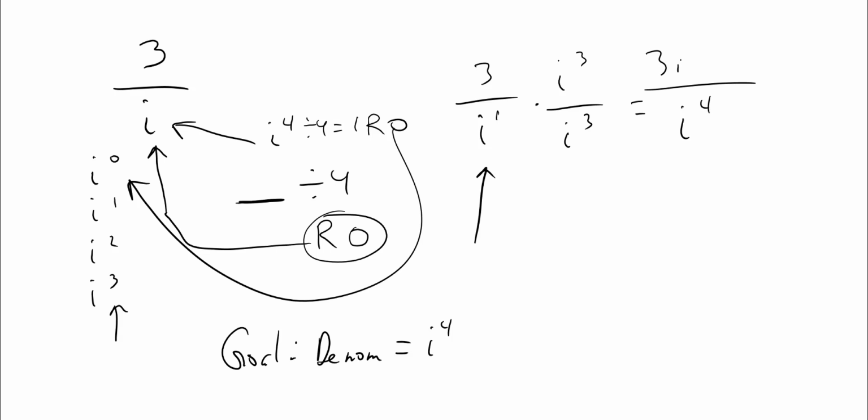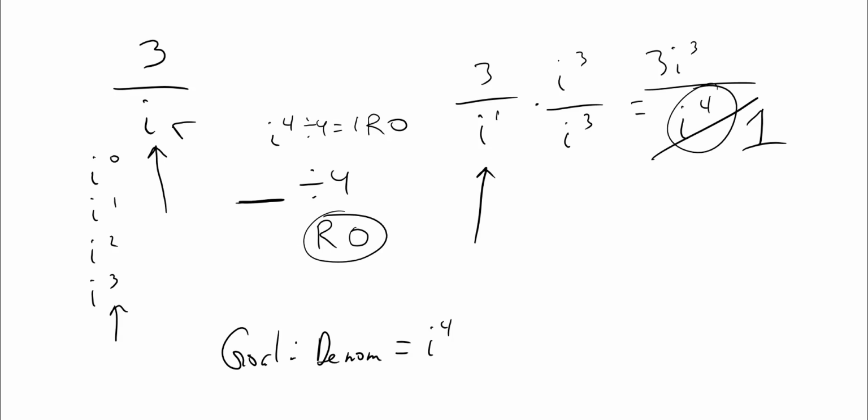And the top is 3i cubed. So now here's the deal. What's i to the 4th? Well, we just said it's equal to 1. So that's 1. And what's i cubed? Well, remember, let me erase these arrows here so we can write down what i cubed is.